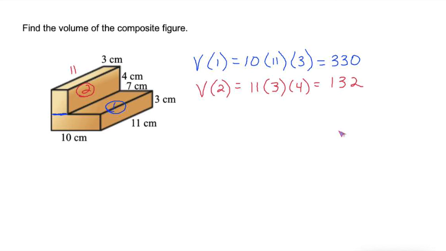So what I want to do now is just add those up. When I add them up, I get 462. That's going to be in cubic centimeters. So in this problem, volume of a composite figure, we just find the volume of the two rectangular prisms and add those together.